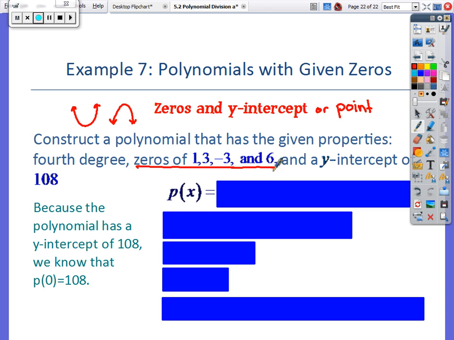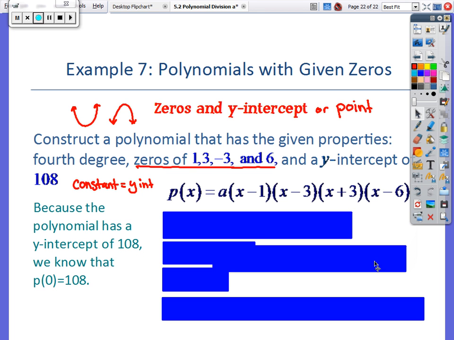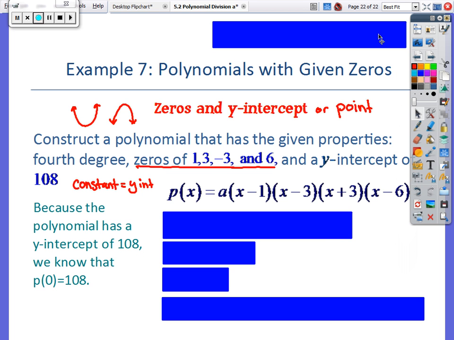Now remember, the y-intercept is the constant of any polynomial. If you remember that, our constant has to be 108. That's interesting, and I'll show you why in just a moment. Let's go ahead and construct this in intercept form. And so here's your intercept form. We got A, and then you can see our zeros, x minus 1, x minus 3, x plus 3, and x minus 6. So that's where we're at currently.